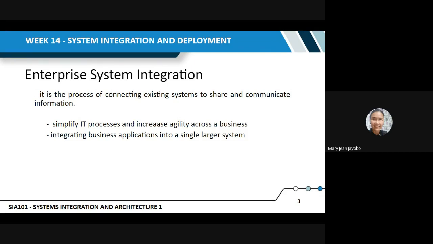Enterprise system integration. In the first part of our discussion today, we're going to learn more about enterprise system integration. Just like what I've said, businesses are craving to have that in their business. Okay, especially the big companies. But how about the small companies?